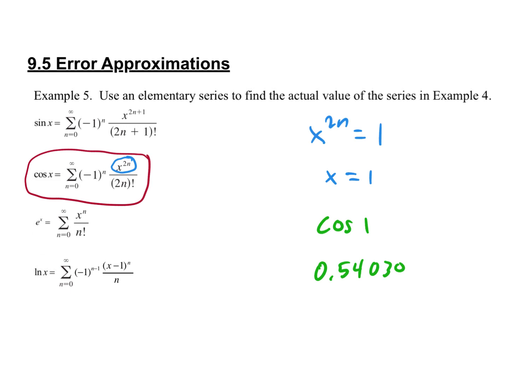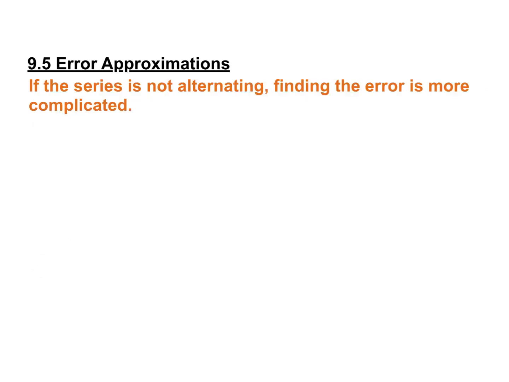That's the easy one. Here's the harder one, okay? Now, if the series is not alternating, finding the error is more complicated. Because let's think about what's happening in an alternating series, right? You add a little bit, then you subtract a little bit. You add a little bit, then you subtract a little bit. But as you're adding and subtracting, those numbers are getting smaller and smaller, because it's a convergent series.